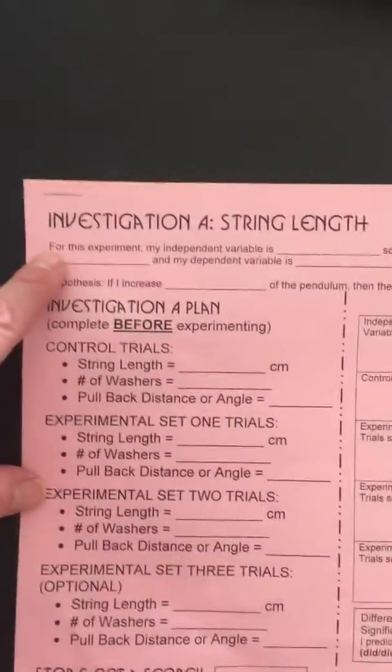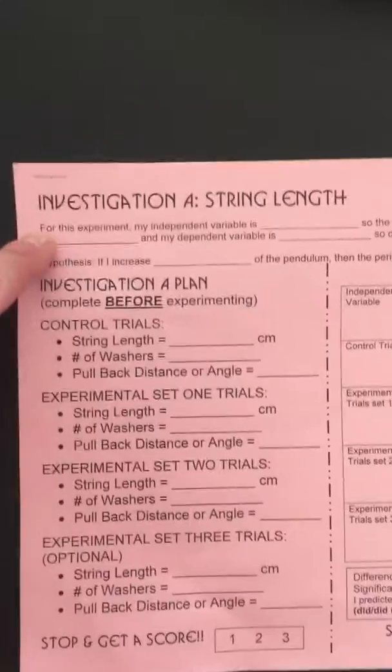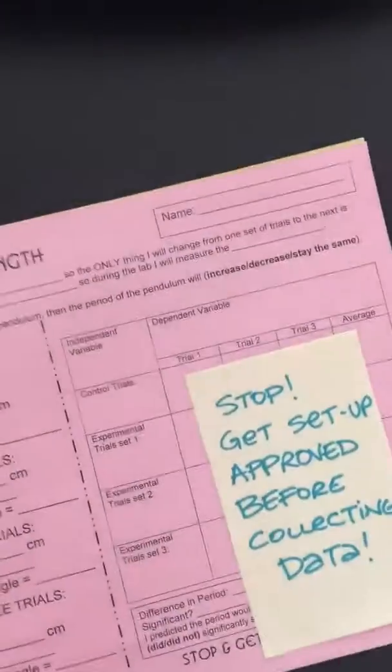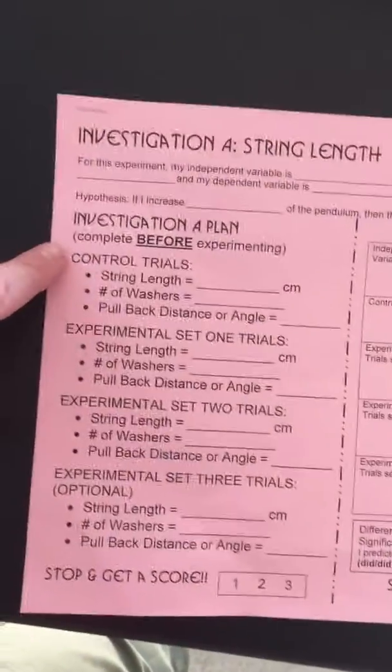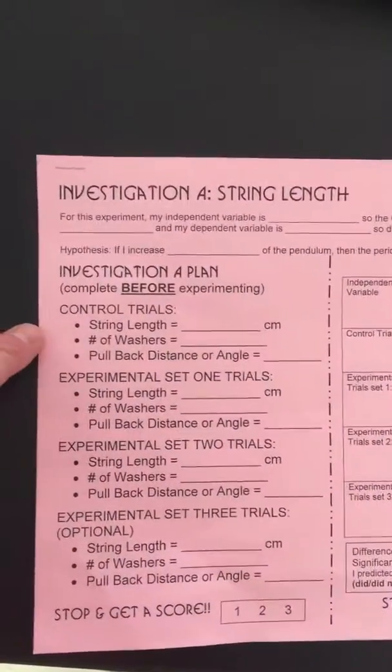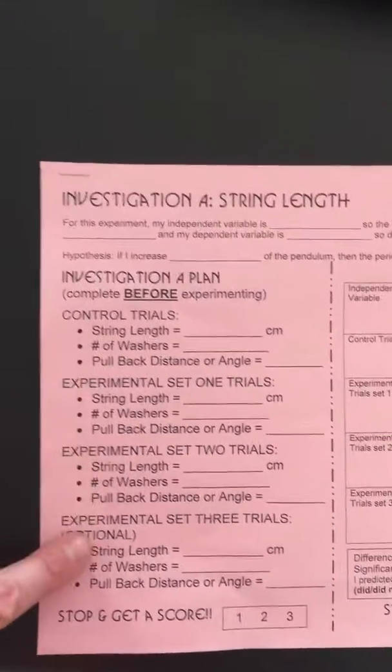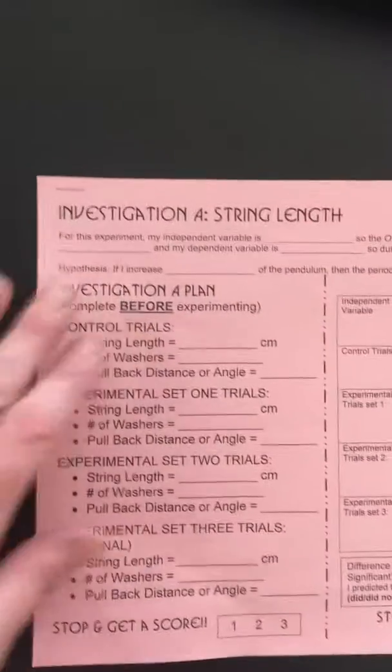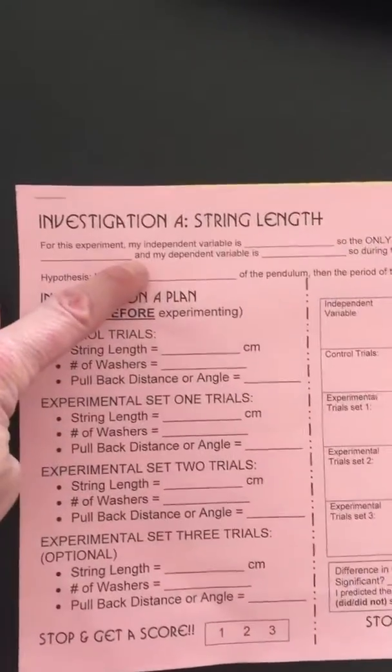You need to complete the top part. This investigation is all about string length, so you're completing the top part about that, and then you're going to define what you're using for each of these parameters. Remember, the only thing that's going to change from one experiment to the next is string length. Everything else has to stay the same because your independent variable is string length.